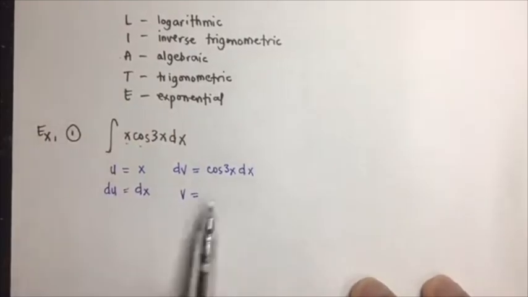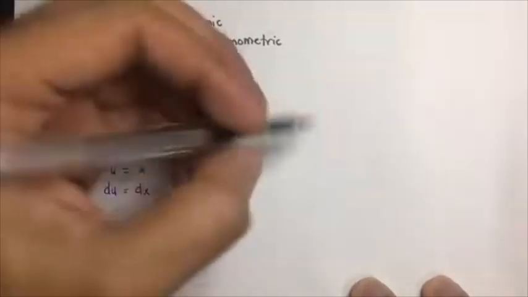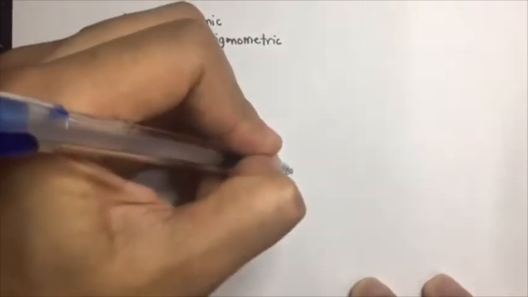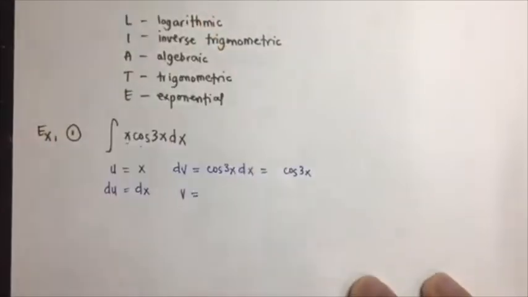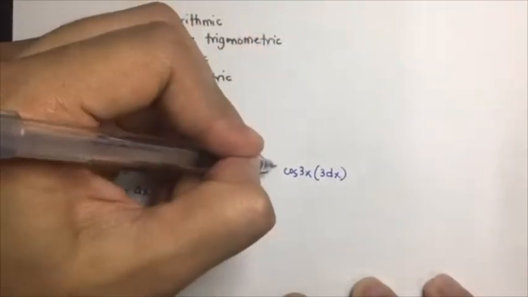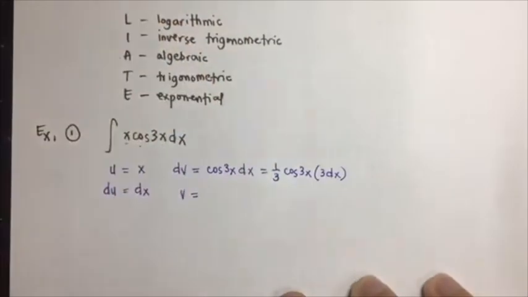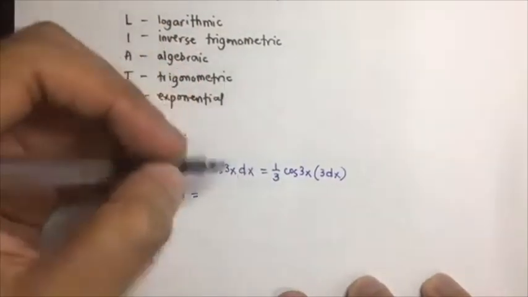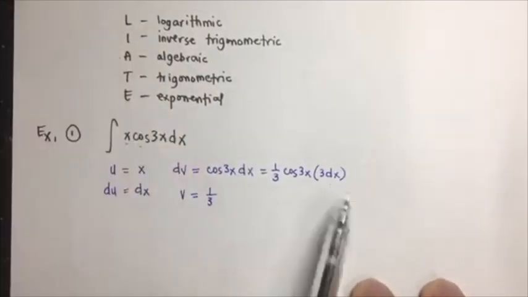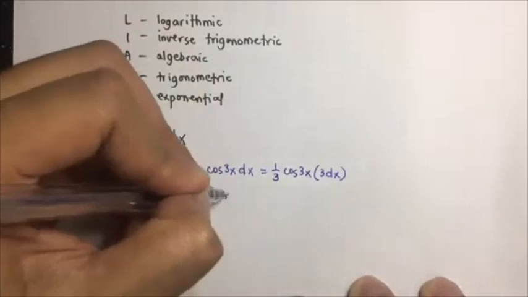Okay, so first we should complete the differential. So it will become cosine 3x, its complete differential should be 3dx. Okay, so therefore we will write 1/3 there. Okay, so therefore v is equal to 1/3. Integral of cosine is sine.